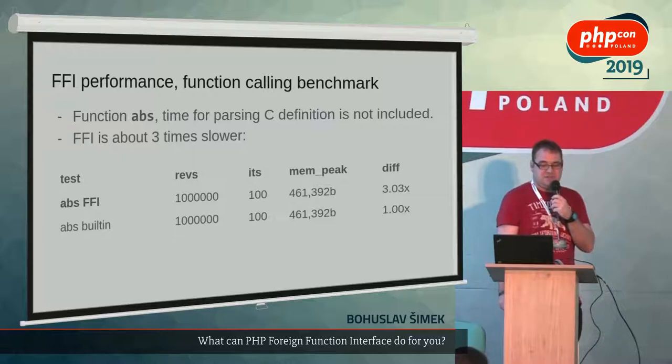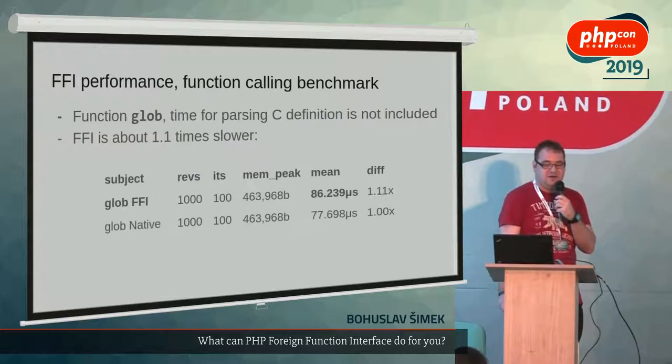And I start with the abs function. The time for parsing the C definition is not included. So it's just that I have a prepared FFI object and I call the abs function on it. And the abs function called through the FFI is about 3 times slower. So it definitely doesn't make any sense. You simply won't make your program any faster when you call abs functions through the FFI.